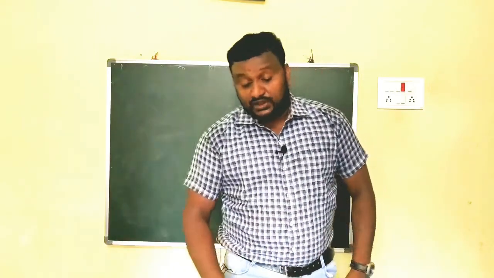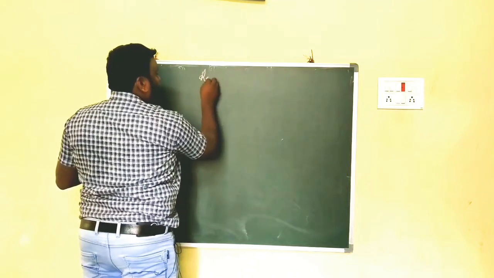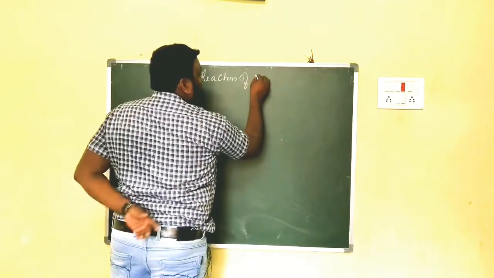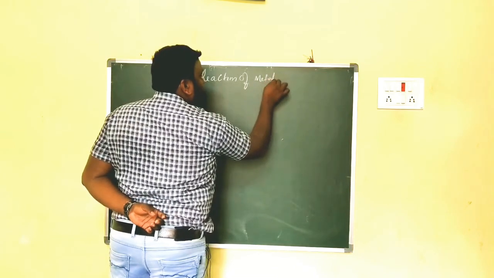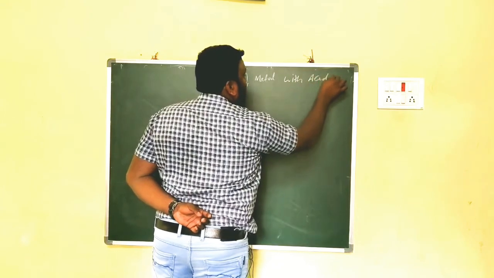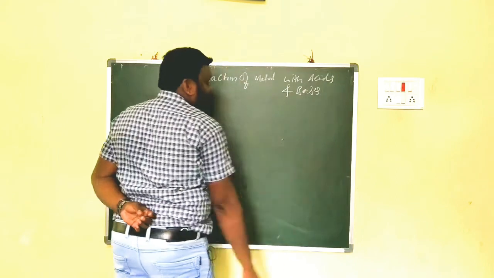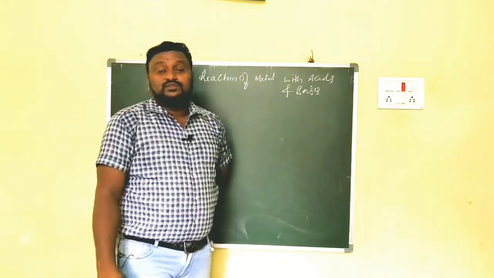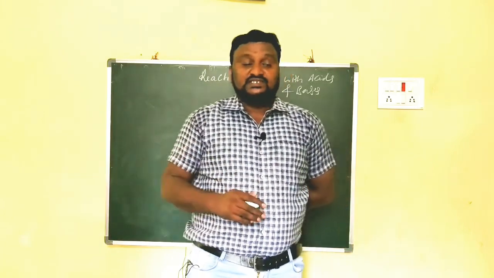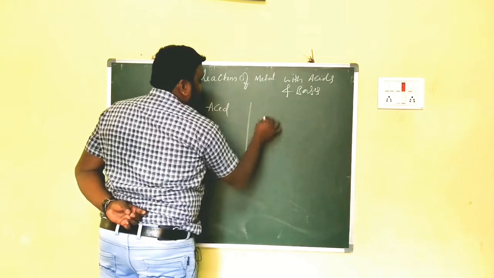Okay children, today's topic is what? Reaction of metals with acids and bases. Today's topic is this only. I hope you already know the difference between acid and base. Briefly I will explain that. Acid, base.